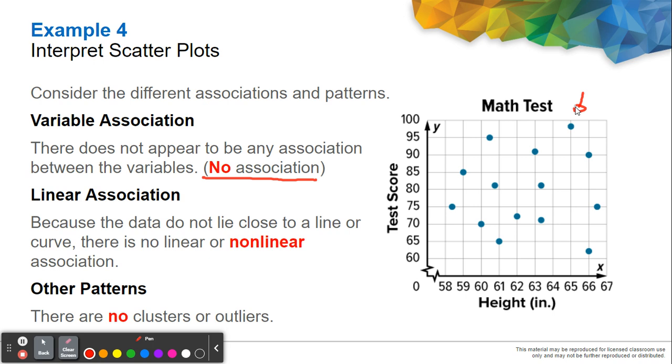Some students who are not too tall also have higher scores. For linear, this one is considered nonlinear because, as you can see, they do not form a line or a curve at all. They are just scattered. And we don't have clusters or outliers. So remember, your height does not affect your test scores, not only in math but also in other subjects.